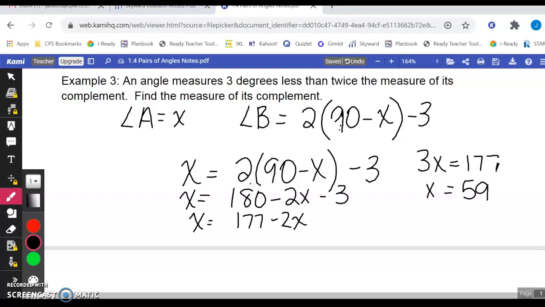So the angle measures 3 degrees less than twice the measure of its complement. Find the measure of its complement. We would have to plug that back in. If one angle is 59, the complement would be 90 minus that angle measure. So 90 minus 59 is 31 degrees. So the complement of that angle would be 31.